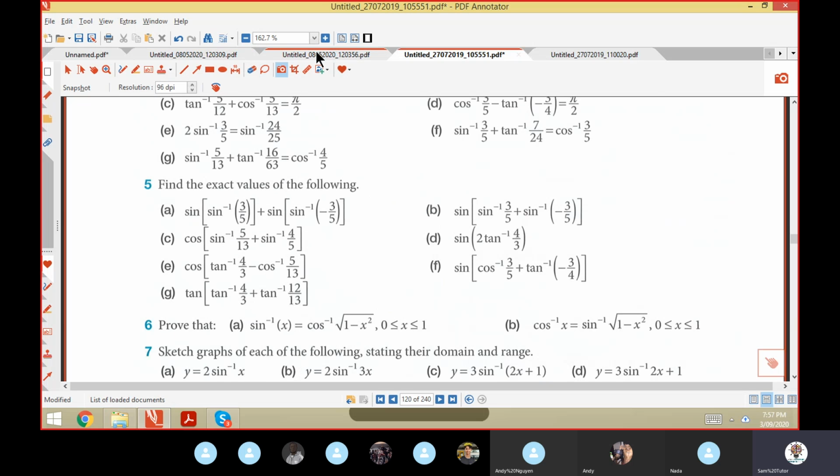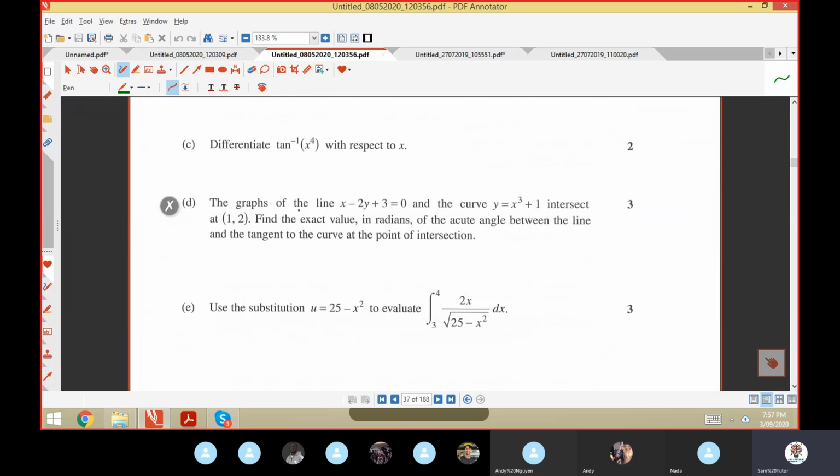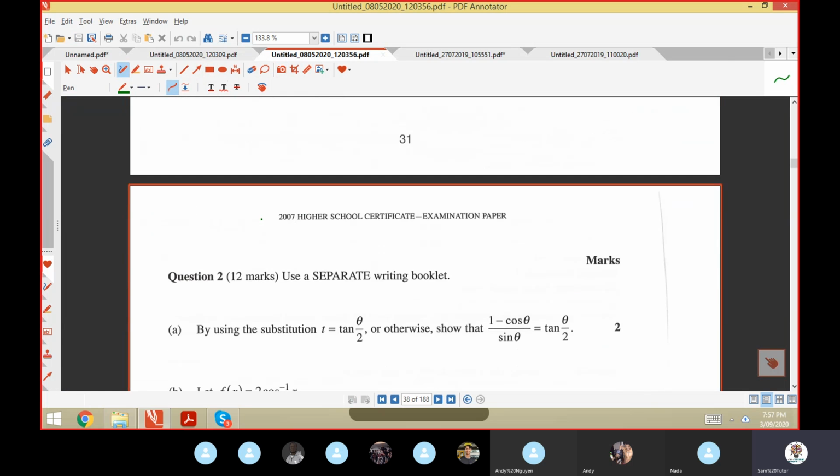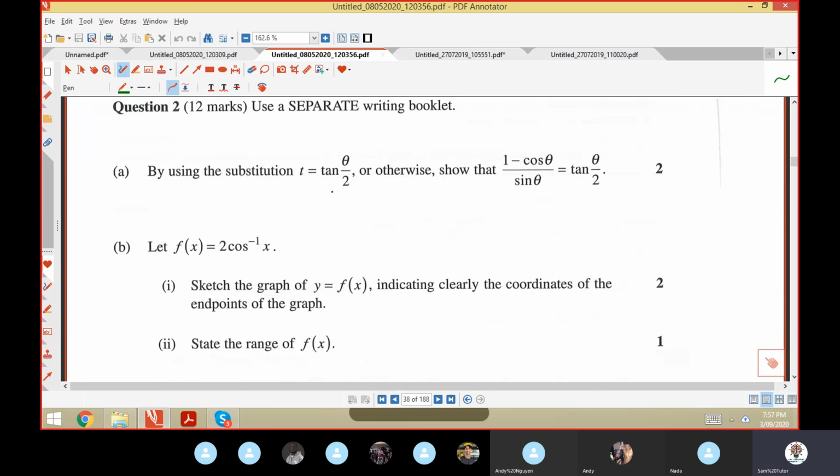3-minute exam question. Let's go. Quick. All right, do this one. Differentiate. You can't do that. Quick. Oh, there. Boom. The substitution t equals tan theta on 2. That's exactly what you guys just did. 2 marks. Come on, it's a piece of cake. Yeah. Use your triangle.